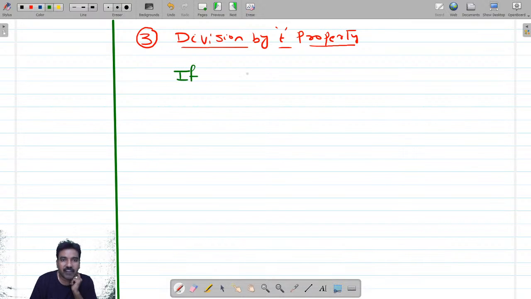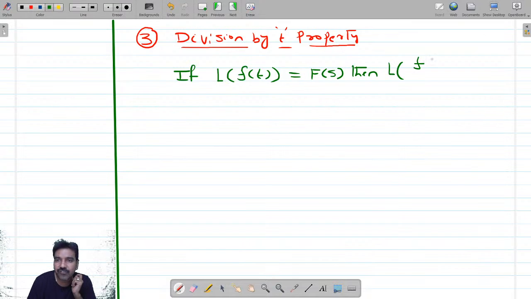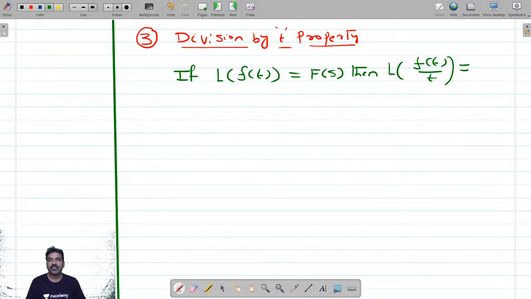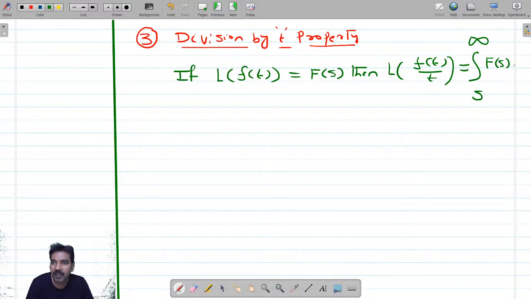Suppose we have a function f of t, small f of t. Assume that its Laplace transform is capital F of s. Then I can easily get the Laplace transform of f of t by t in terms of capital F of s only. So f of t is divided by t. You can easily remember: multiplication with t power n means f of t should be multiplied with t power n. Division by t means f of t has to be divided by t. So I want the Laplace transform of this. This Laplace transform is nothing but integral s to infinity capital F of s ds. I think this point is clear.